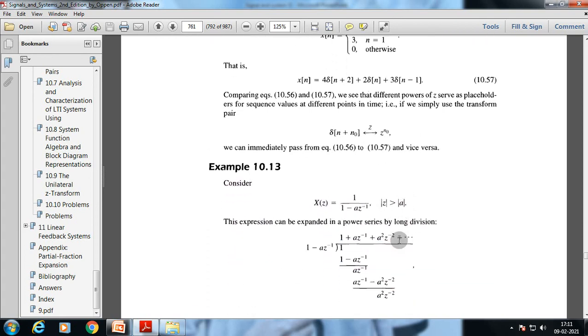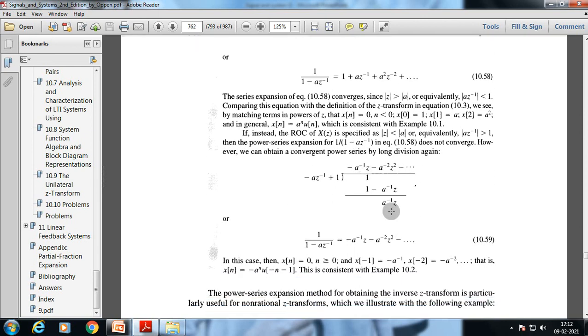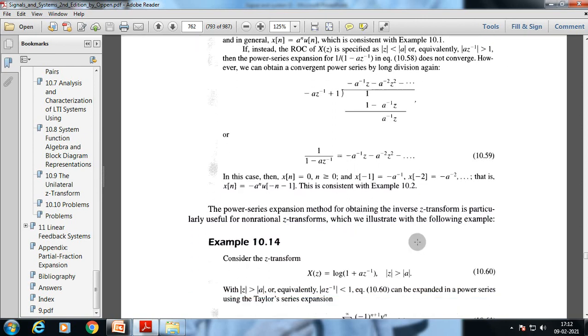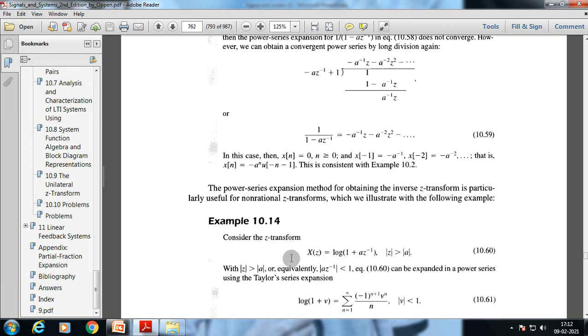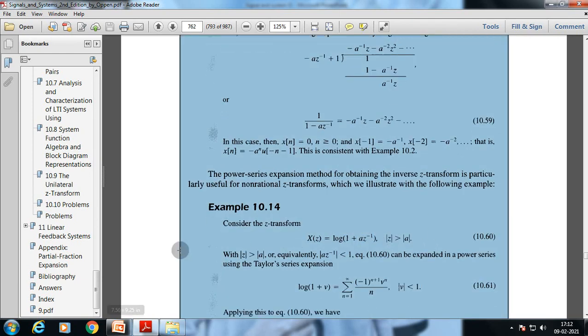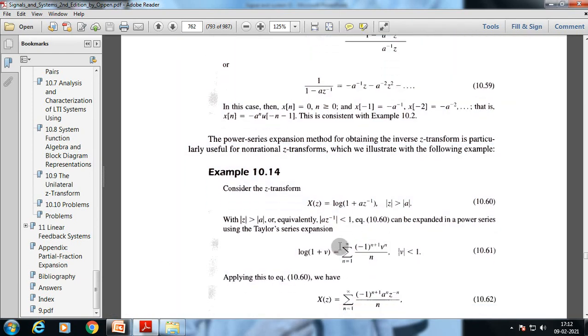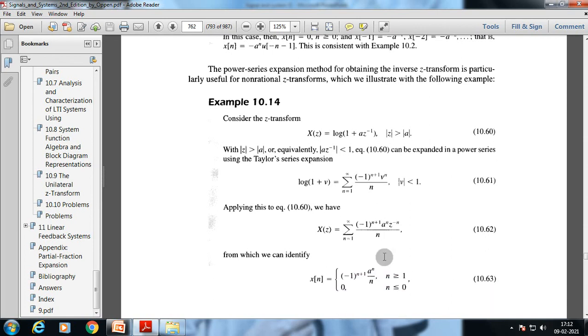Consider this value. If we go through the division method, we will get the specific answer, and the same goes for this. This is a very important question. We get X(z) as this. So go through that. We know that |z| greater than |a|, or equal to, means a z^-1 is less than 1. So go through it and we'll get this answer.